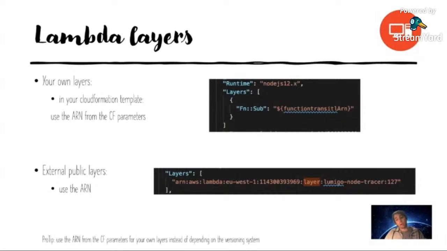Now, okay, second case, say we want to use an external layer, the Lumigo layer in this case, then I just add the ARN pointing to the layer to the CloudFormation template of the Lambda.